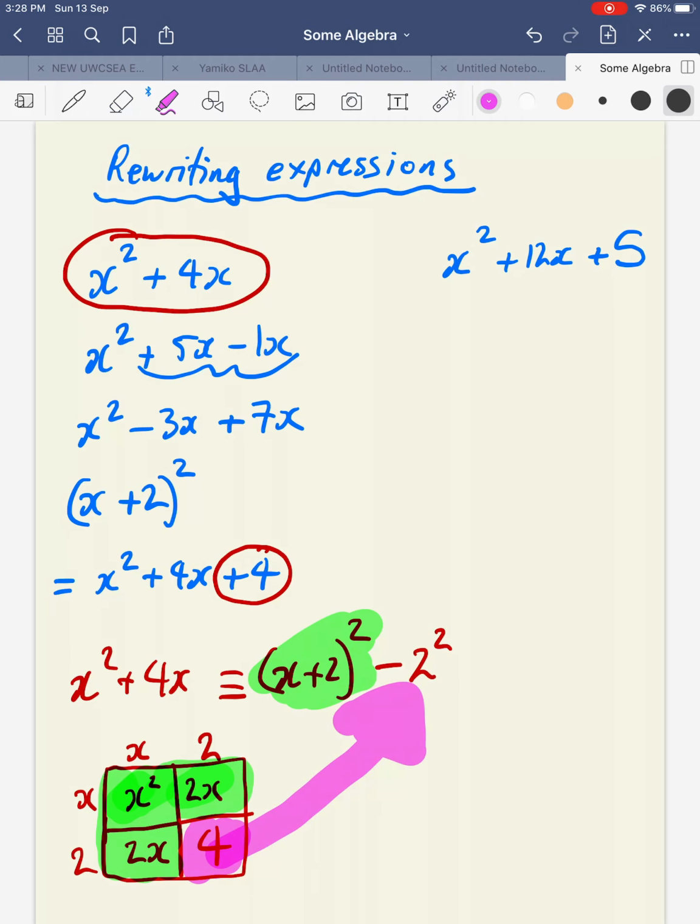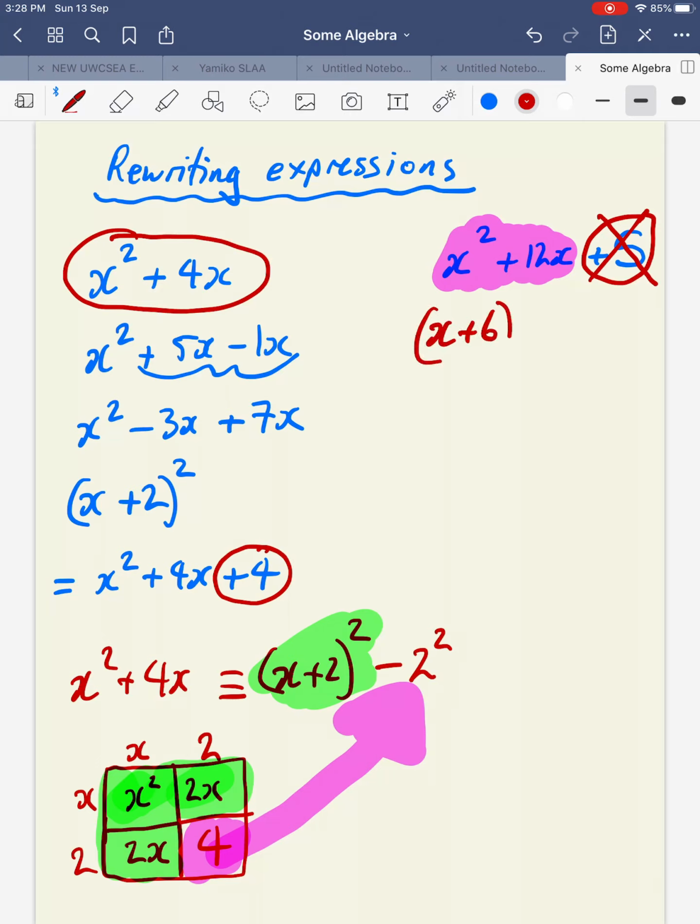Okay, so you can always have an x squared plus so many x's. We can always rewrite it as a perfect square, but we'd have to make a small adjustment. Okay, so let's try this one here, x squared plus 12x plus 5. Now I'm going to just ignore the plus 5 at the end for now, and I'm just interested in the x squared plus 12x. So I'm going to rewrite that as x plus 6 all squared.